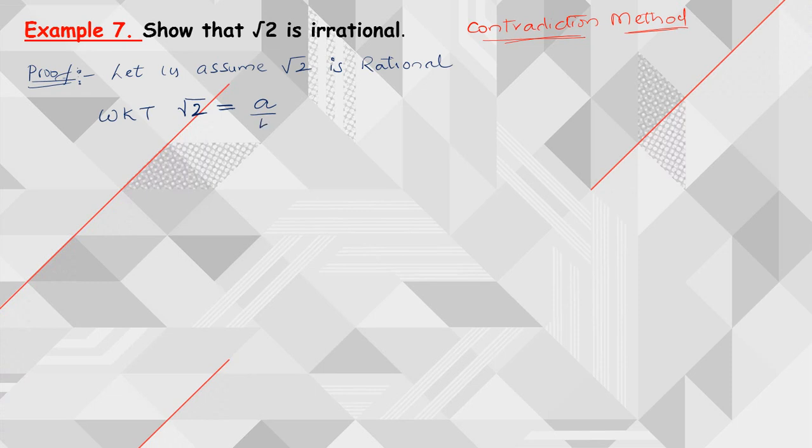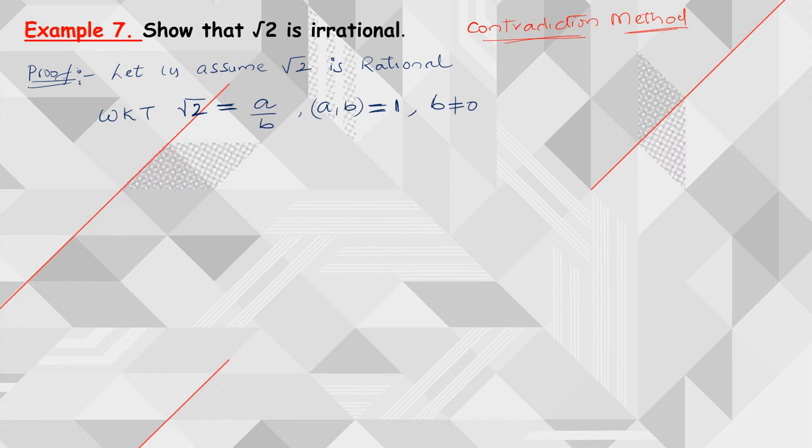So I am going to represent root 2 is equal to a by b, such that a comma b have HCF 1. That means there are no common factors for a and b. All the cancellation is done and a and b are co-primes, that means their HCF or GCD is equal to 1, and the condition is b is not equal to 0, because the denominator should not be 0.